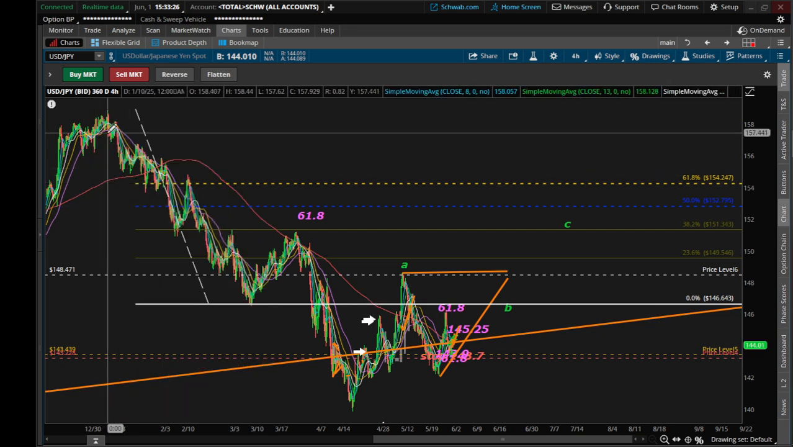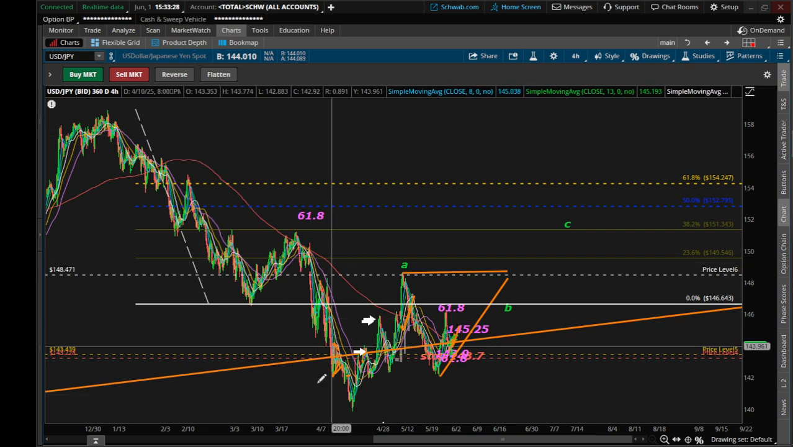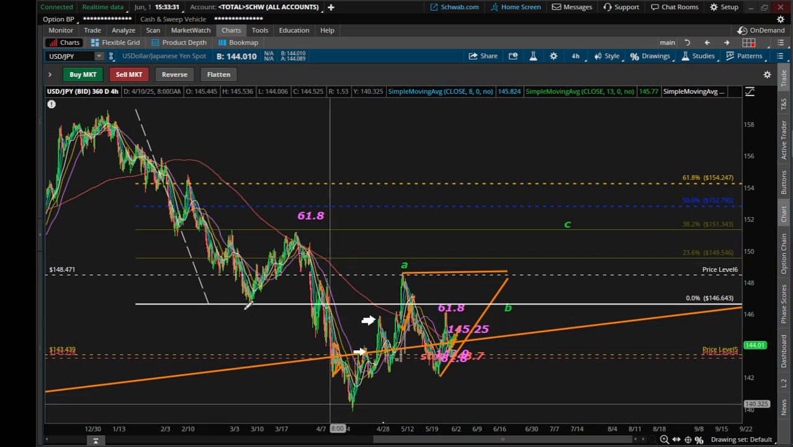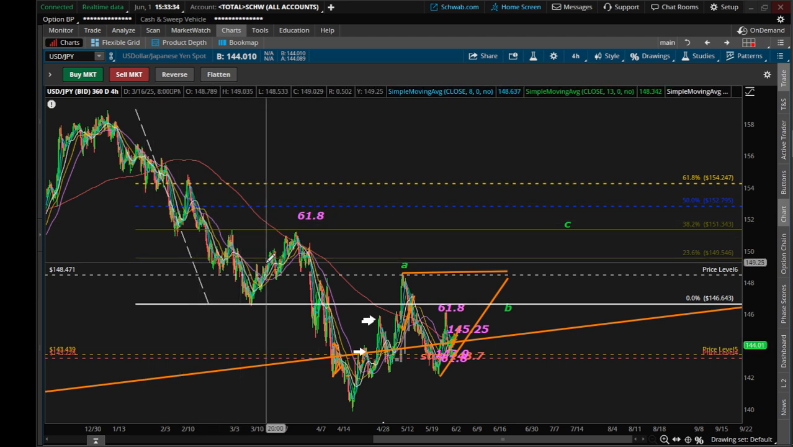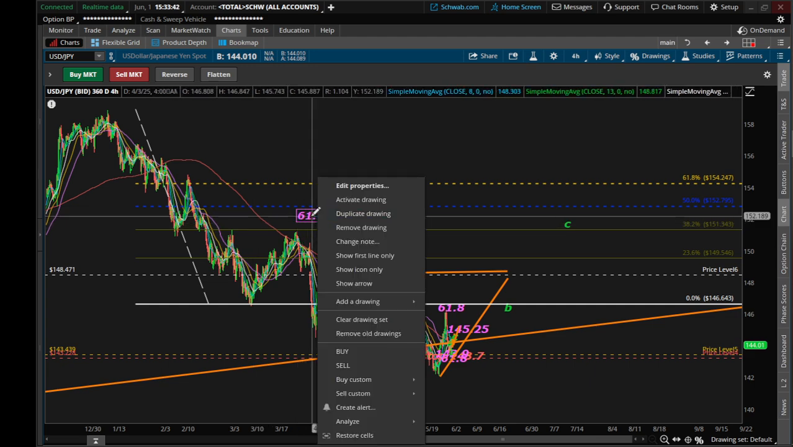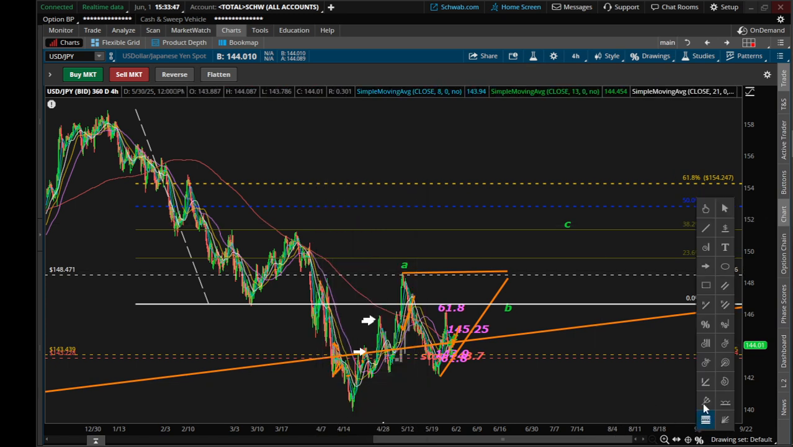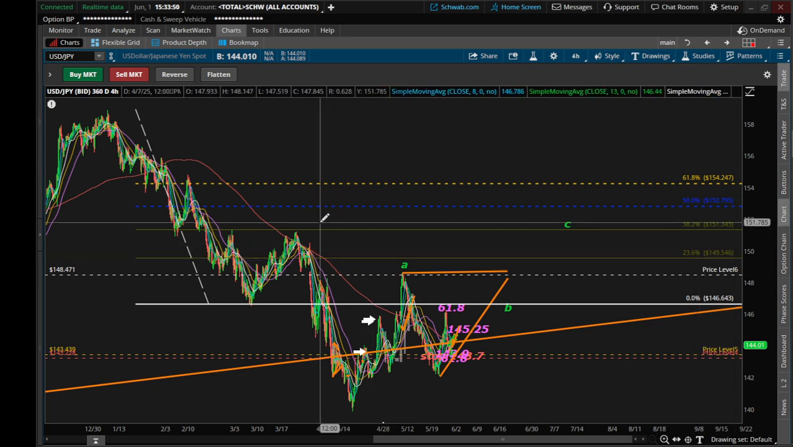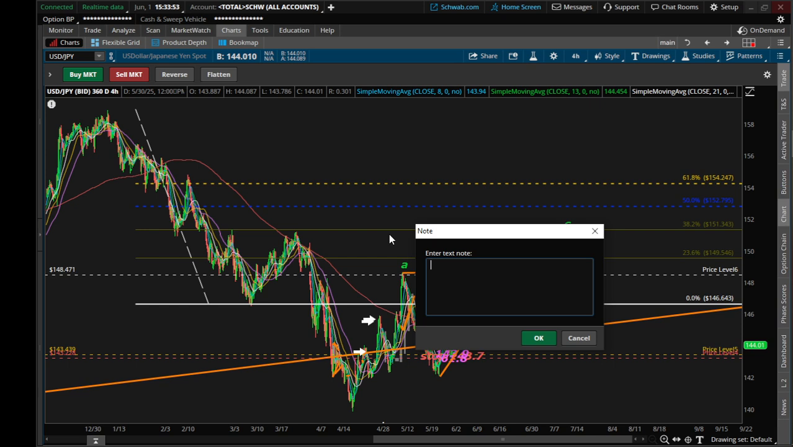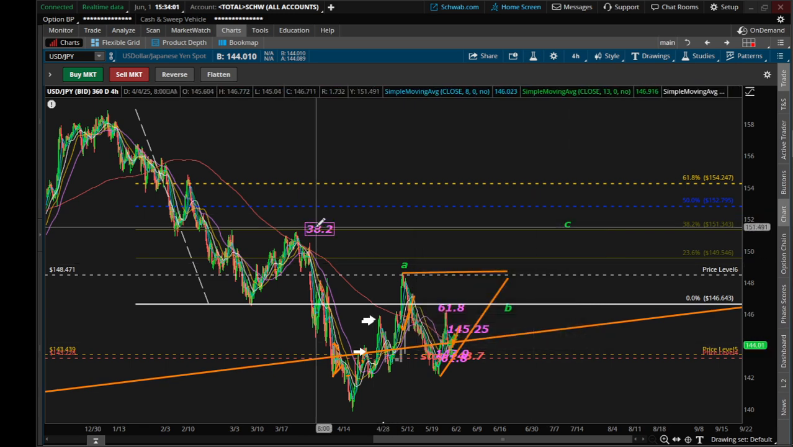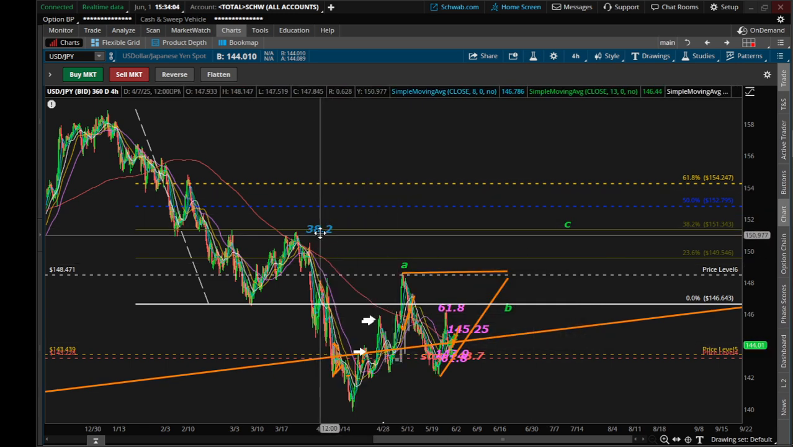So if I'm looking for 3 moves, 1, 2, 3, one of these 2 legs would be an extended leg. Okay, but I don't want to get into that right now. And I put that as 61.8. That is not right. Let me remove that. That was 38.2. So I do see those 38.2s in a lot of triangles. That's really all I want to add to that, but we will notate it.